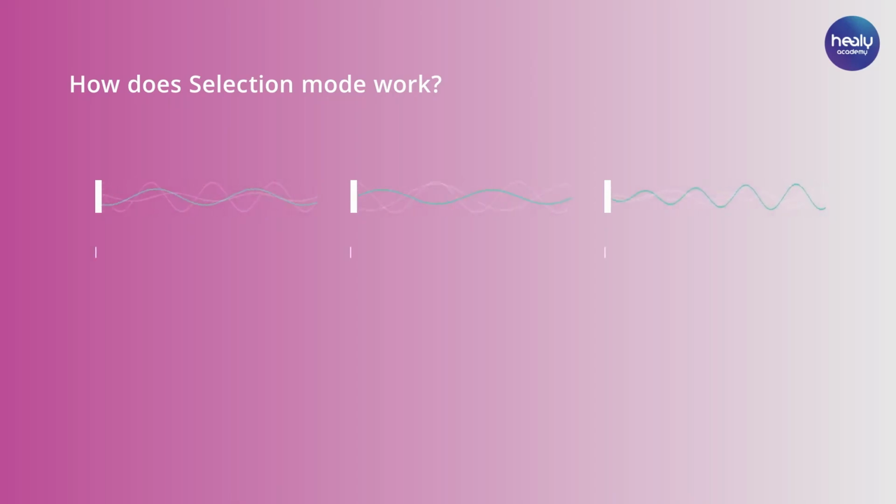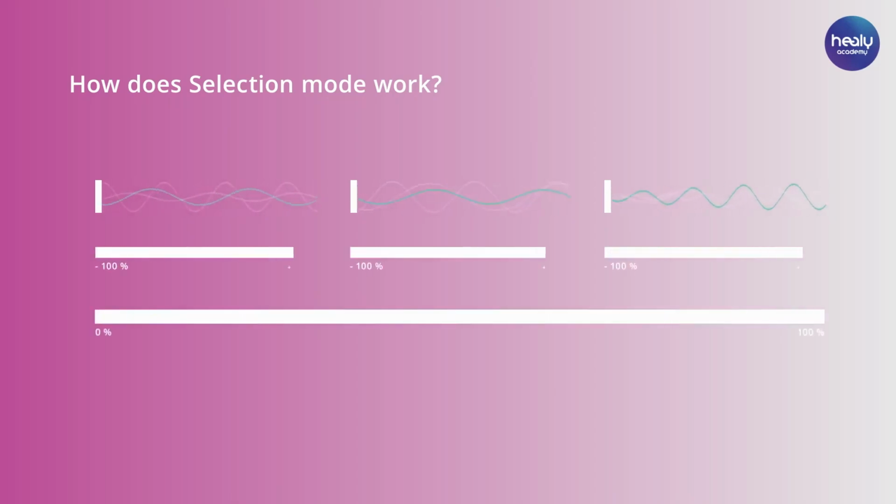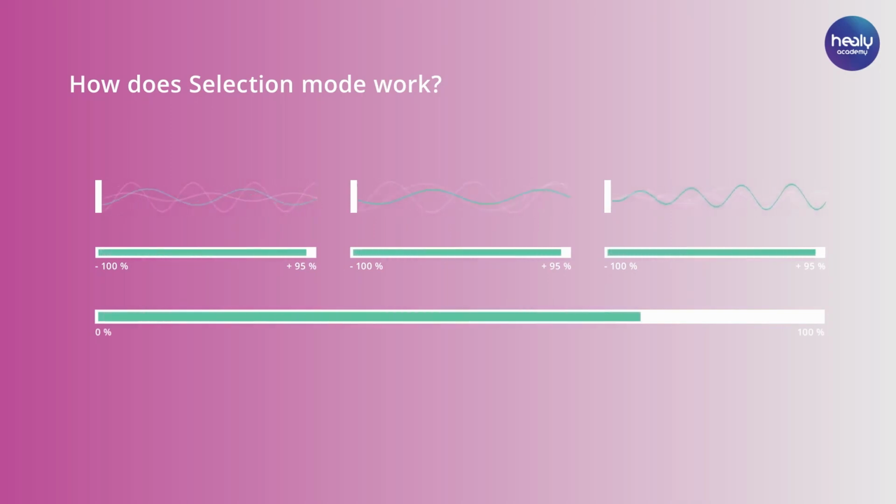When using selection mode, 3 of these specially selected frequencies are analyzed and applied with progress analyses from negative 100% to positive 95% using the same logic as in resonance mode.